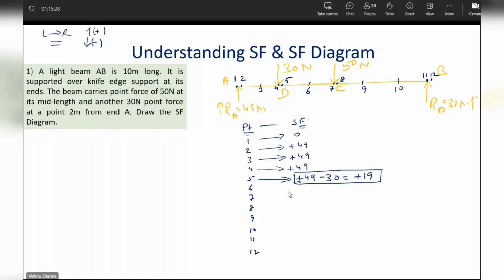No, sir. What will be the shearing force at point 6? Is there any change from 5 to 6? No. So that means it will remain plus 19, correct? Am I right, guys? At point 6, it will be plus 19, yes or no?